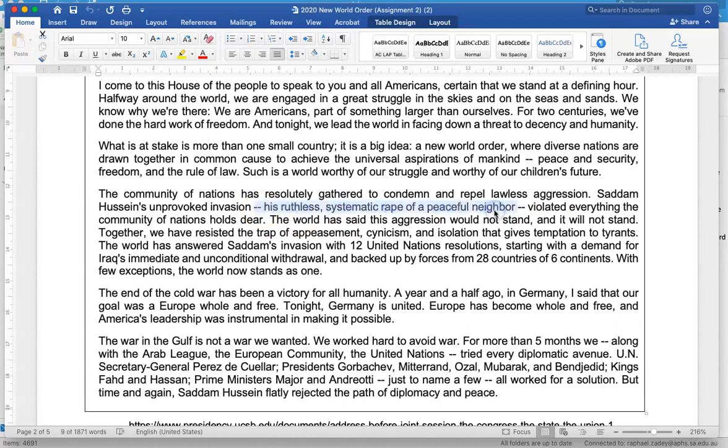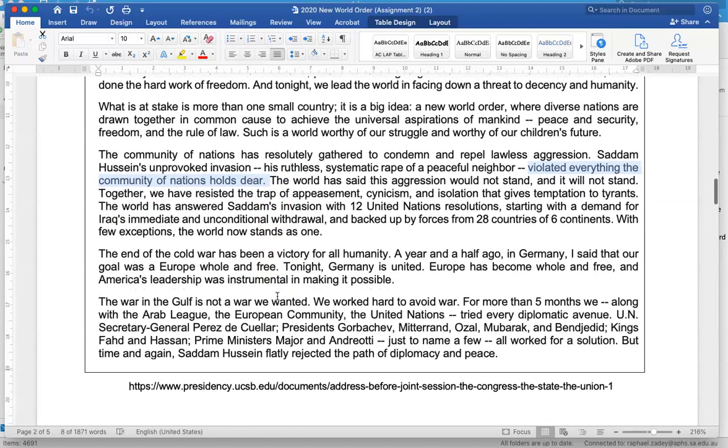Again, opinion, and violated everything that the community of nations hold dear. What is a community of nations? There is no such thing. We're talking about the United Nations, and nations hold dear. Nations, like people, hold many different things dear. Again, opinion. And here we have the end of the Cold War has been a victory for all humanity.